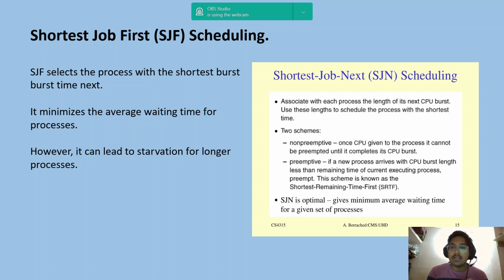In non-preemptive, the process will execute without any interruption, and the preemptive version we call SRTF, shortest remaining time first, which is the preemptive version of SJF. Here another process can enter and start executing depending on the remaining time of the process. SJN or SJF is optimal and gives the minimum average waiting time for the given processes.